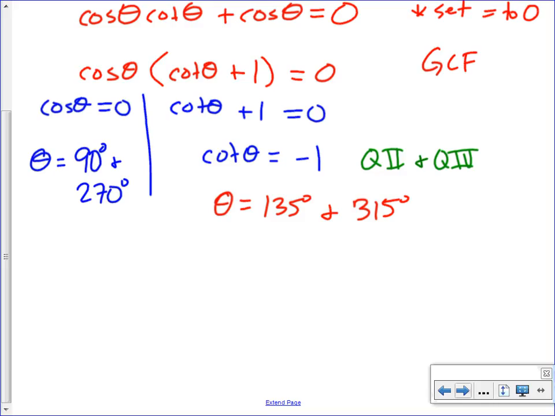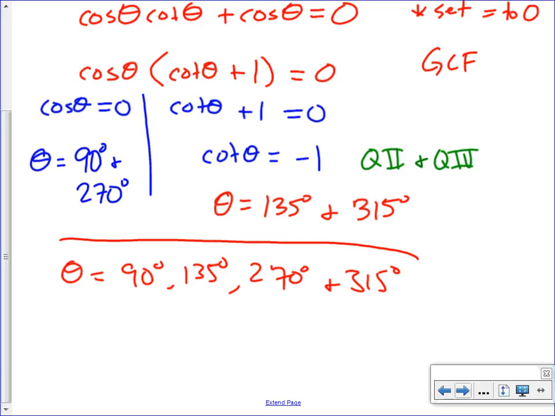So final answer, if you want to put it in order, is theta is 90, 135, 270, and 315. Those are all the answers to that equation. Questions before we go to the last one.